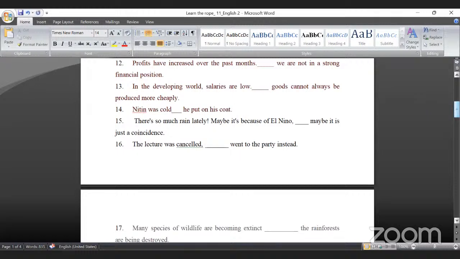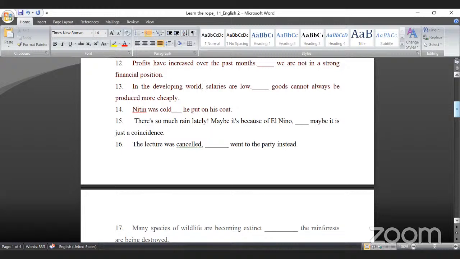14th one, Nitin was cold, dash he put on his coat. So, a simple thing that can go there is so. Any other options that you want to put? Hence, therefore, anything which means the same as so can go in there.